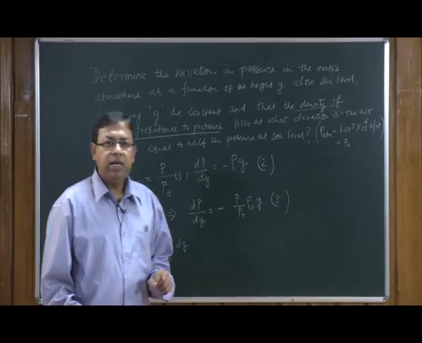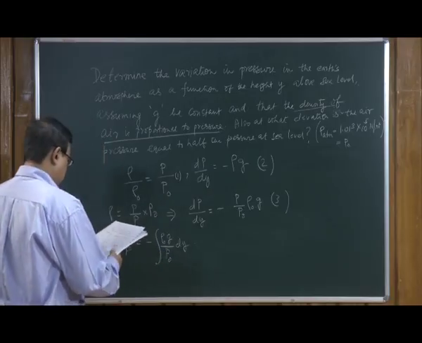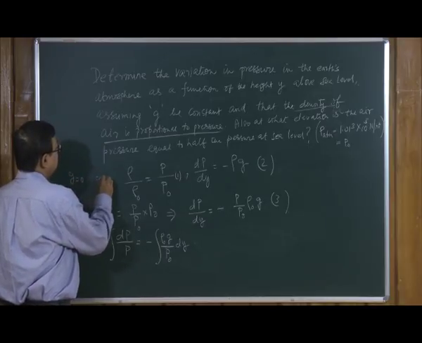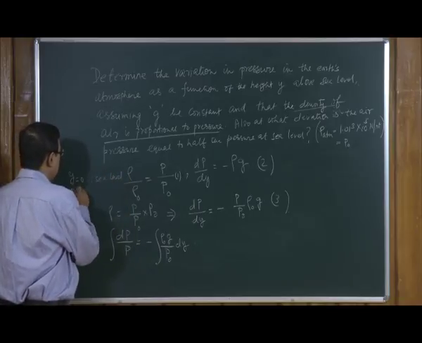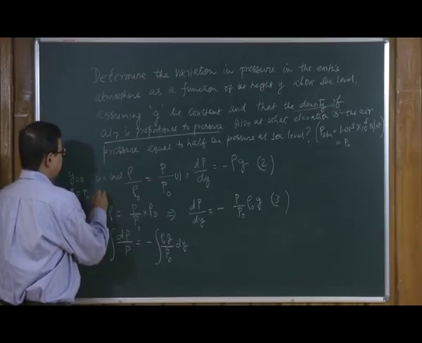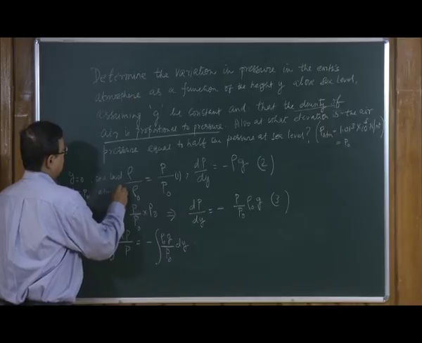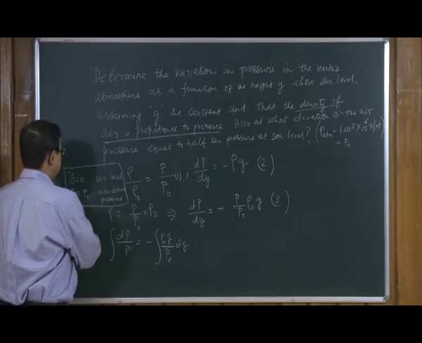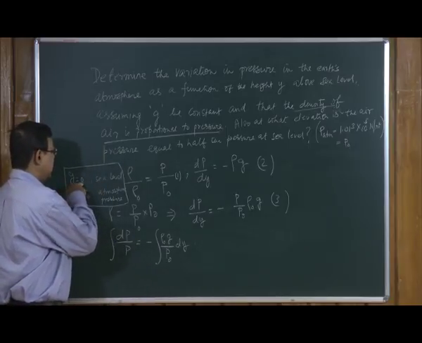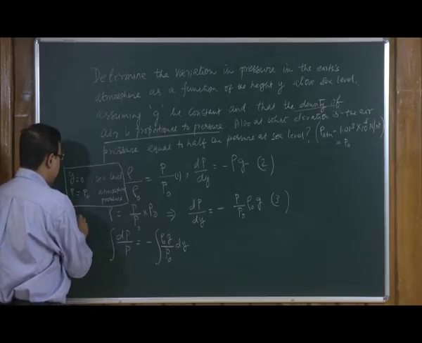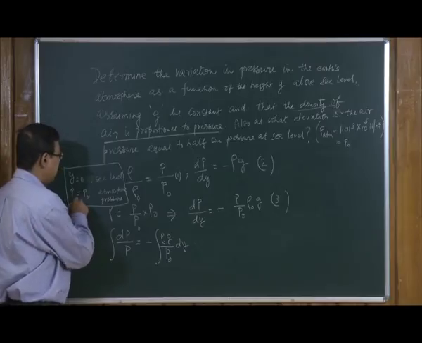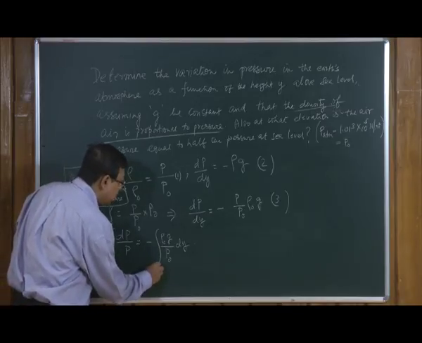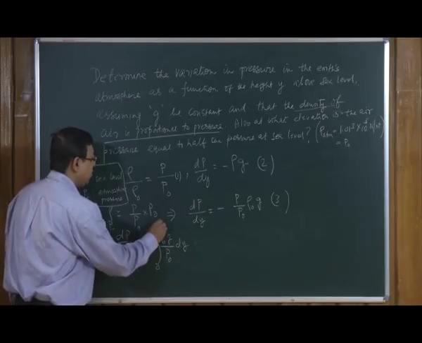Now, in order to integrate, you need to put limits, and the limits are as follows. Let us take y equal to 0 to be the sea level, and where P equals P 0. So, this is the atmospheric pressure. The height is 0 at the sea level, and there P equals P 0, and at a general height y, I want to find what is the pressure that is developed. So, I will integrate this from P 0 to P, so that the limit of dy goes from 0 up to y.